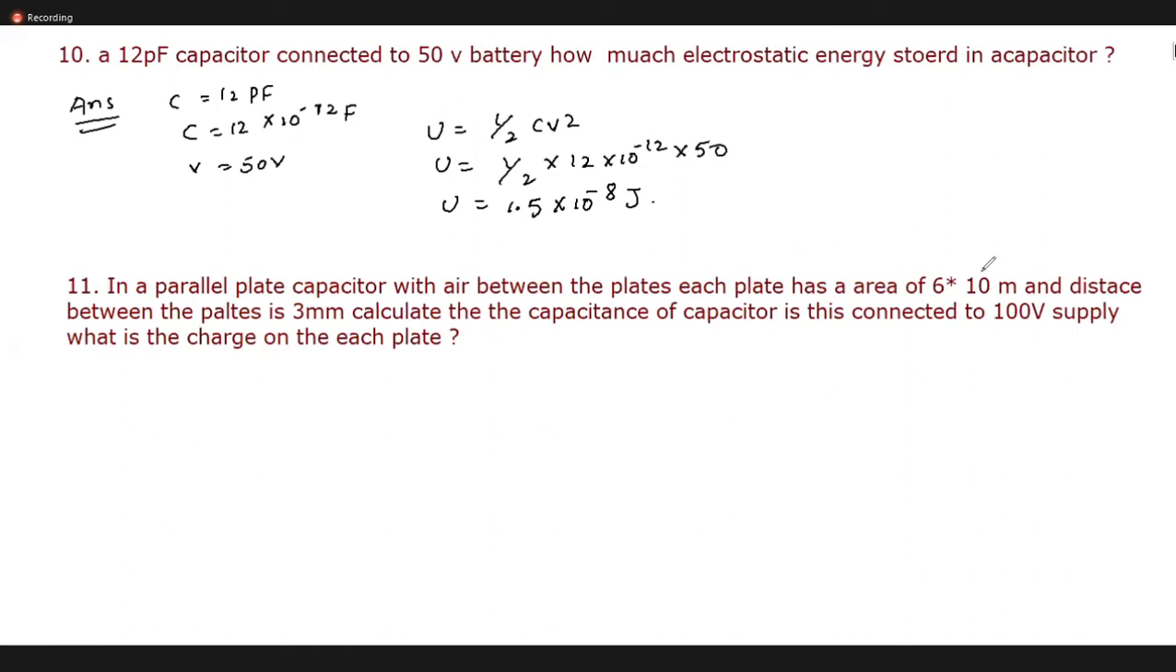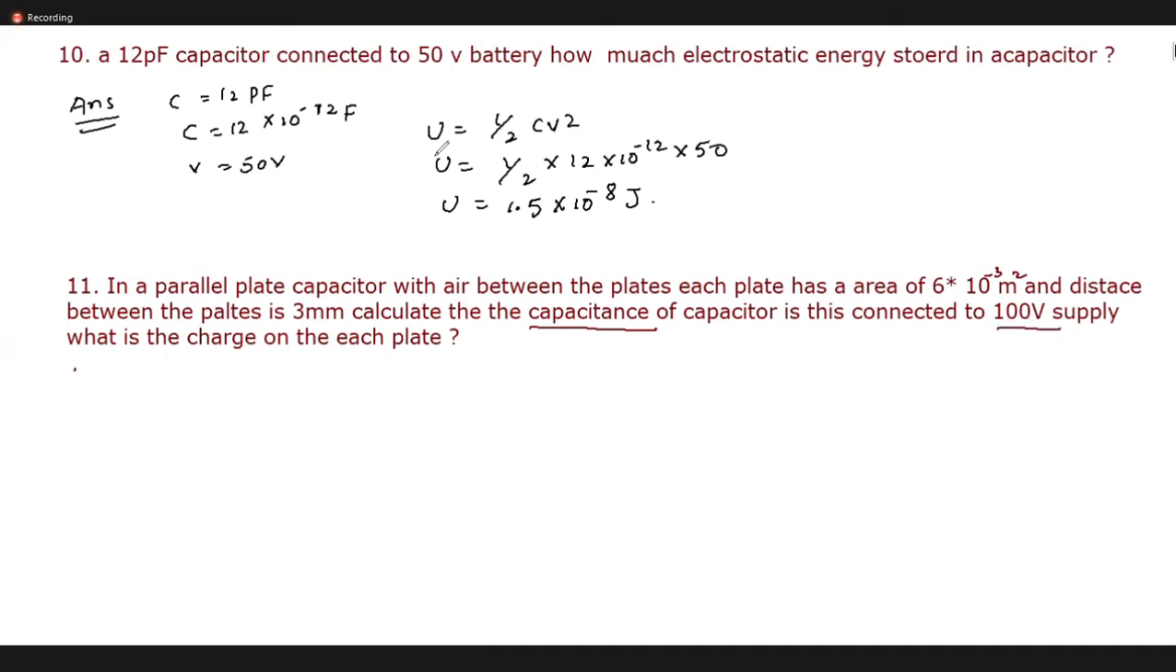6 into 10 to the power of minus 3 meter square, and the distance between the plates is 3 mm, and calculate the capacitance. Two things you need to calculate here. One thing is the capacitance of the capacitor. Then this is connected to a 100 volt supply. What is the charge? Okay.